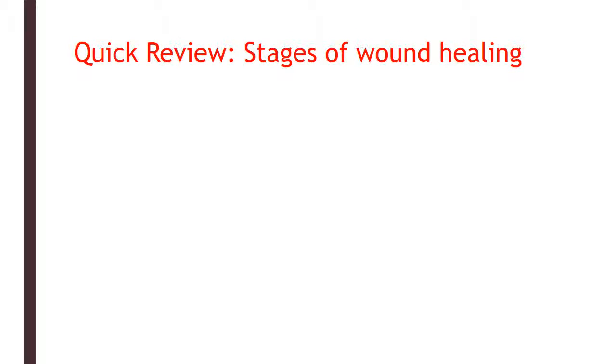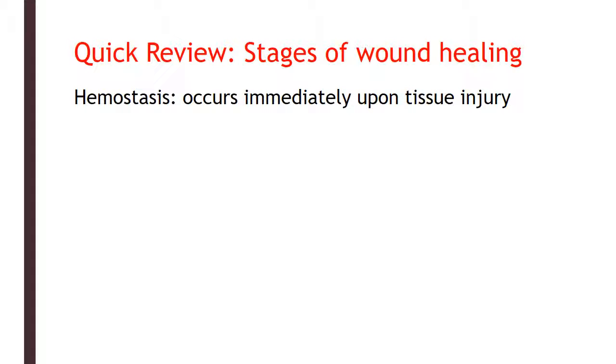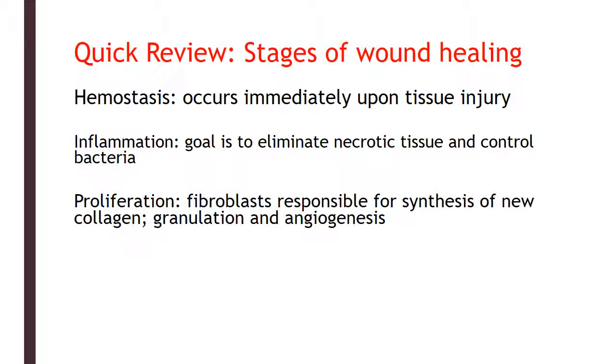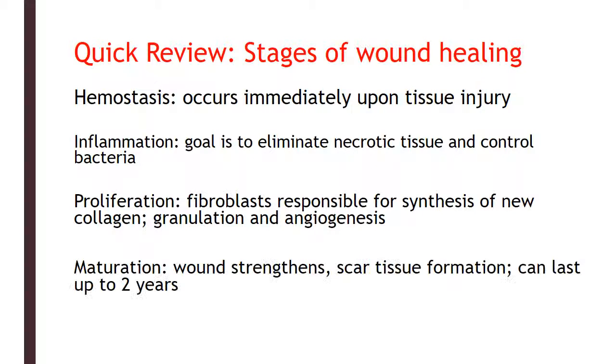So a quick review, the stages of wound healing. Hemostasis occurs immediately upon tissue injury. Inflammation: the goal is to eliminate necrotic tissue and control bacteria. The proliferation is the fibroblasts responsible for synthesis of new collagen, granulation, and angiogenesis. In the maturation, the wound strengthens with scar tissue formation, and this can last up to 2 years.